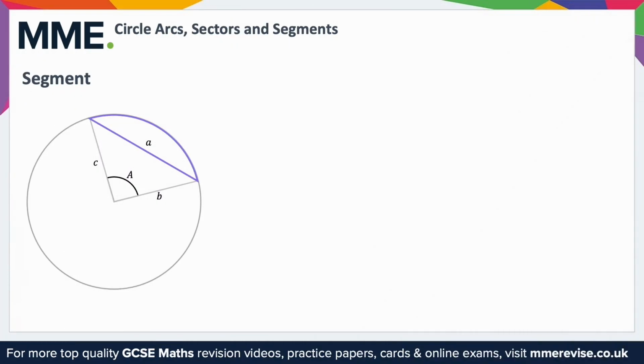A segment can be considered the end of a sector. You'll notice here, if we were to shade this whole area, that would be a sector. So, therefore, we can still calculate the perimeter of a segment. That is made up of an arc length, which we know is x over 360 times by the circumference, plus this length here. Now, that's not as easy to work out.